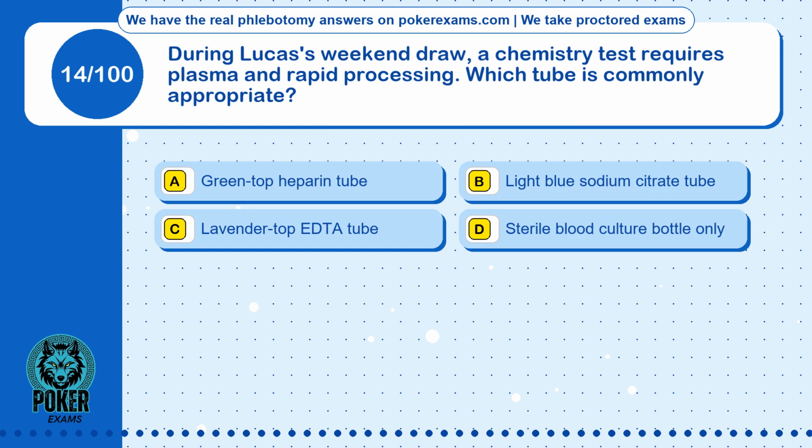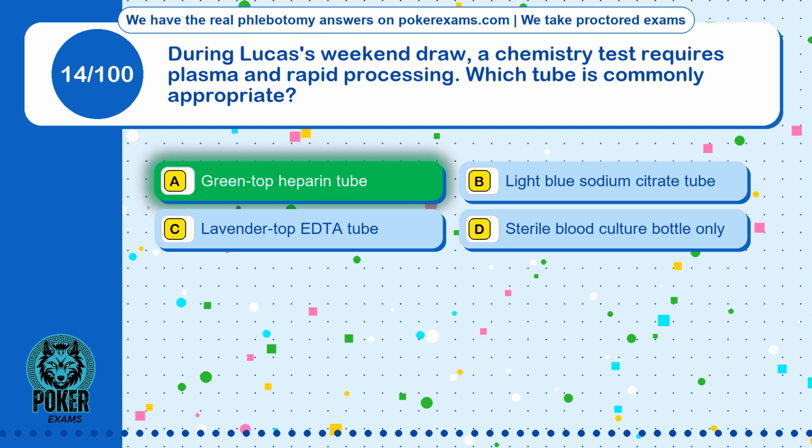Question 14. During Lucas's weekend draw, a chemistry test requires plasma and rapid processing. Which tube is commonly appropriate? Option A, green top heparin tube. Option B, light blue sodium citrate tube. Option C, lavender top EDTA tube. Option D, sterile blood culture bottle only.